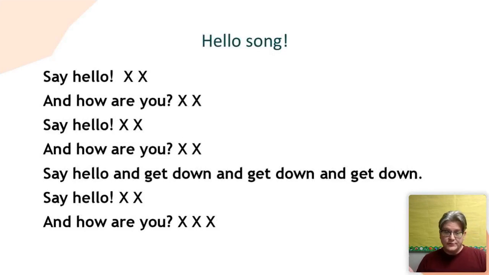Now to get into the mood, we've got to sing the hello song. You can clap along with me on the X's, but my hello song goes like this: Say hello, and how are you? Say hello, and how are you? Say hello, and get down, and get down, and get down. Say hello, and how are you? All right, we're good to go. I couldn't hear you, but I'm sure you clapped right along.